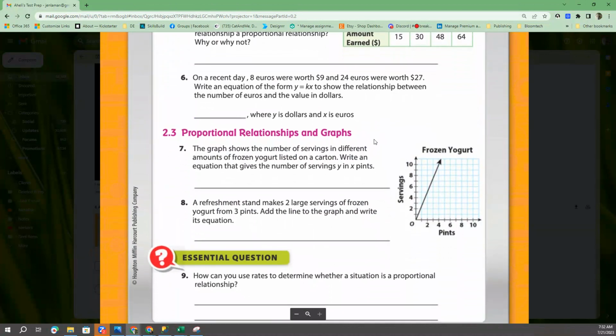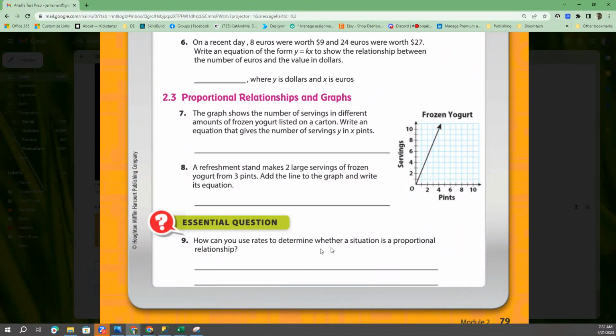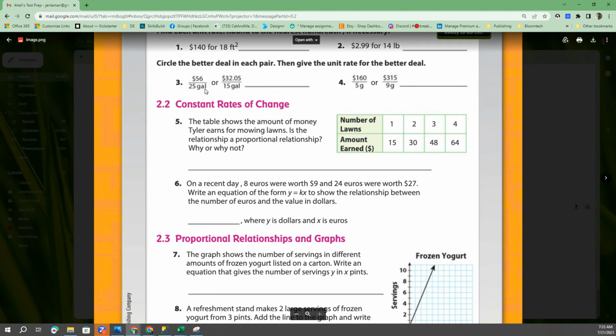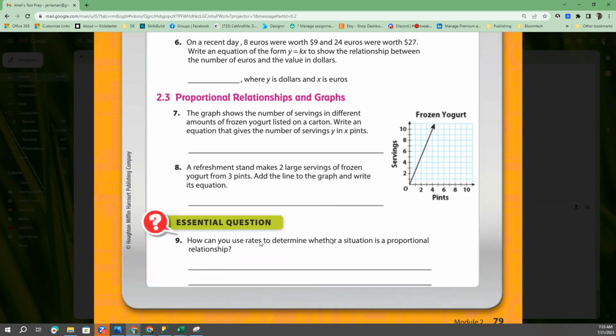So how can you use rates to determine whether a situation is a proportional relationship? Well, for instance, on this problem right here, number three, you have two ratios, 56 over 25 and 32.05 for every 15 gallons. You find the unit rate of each. If their unit rates are the same, then they are of proportional relationship. So that's how you use unit rates. They can be proportional if the unit rates are the same.